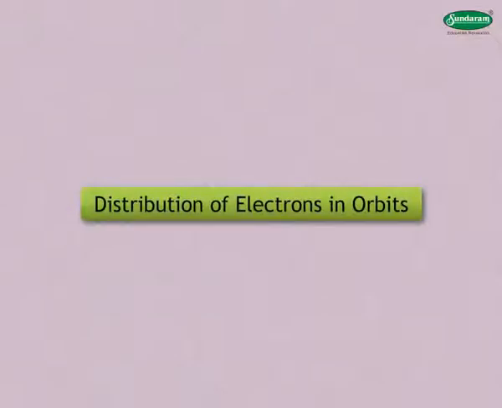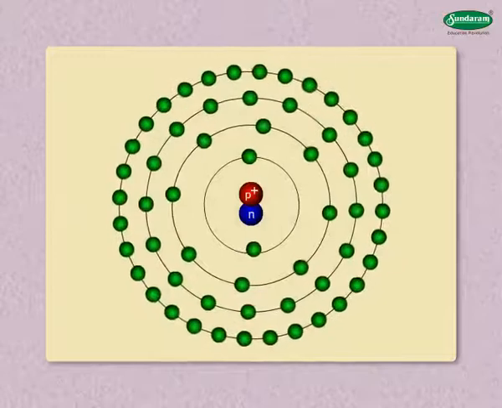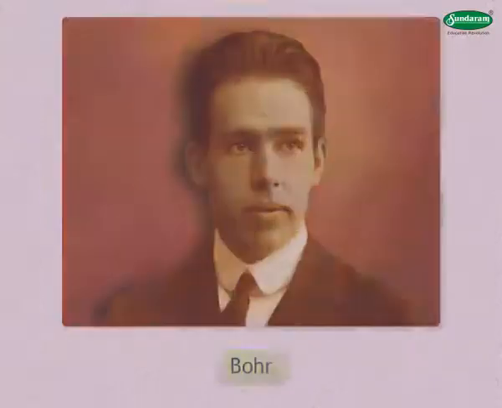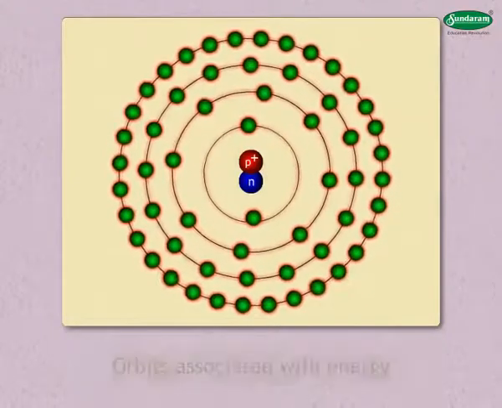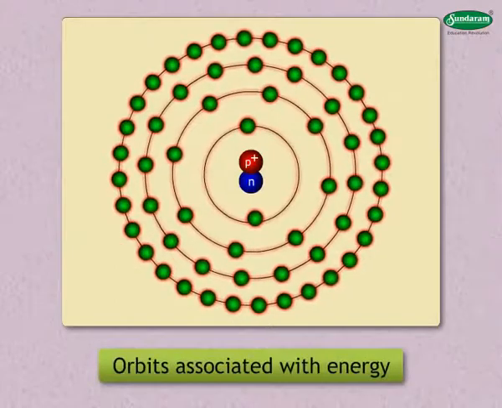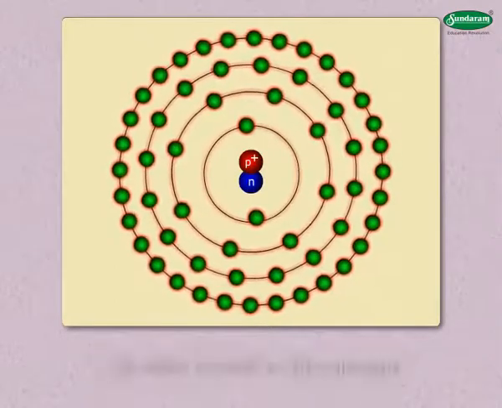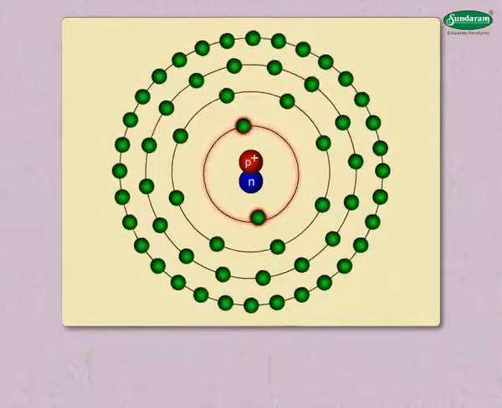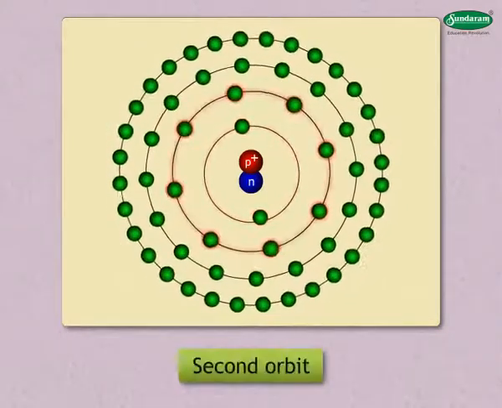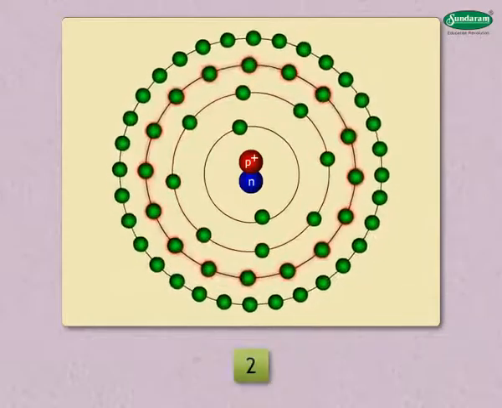Distribution of electrons in orbits. Let us now see how these electrons are organized. According to Bohr, electrons move in the stationary orbits or shells, which are associated with a certain amount of energy. The orbit closest to the nucleus is given the number 1, the second orbit the number 2, and so on.